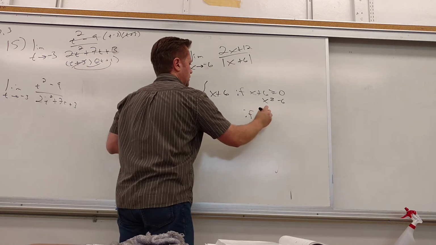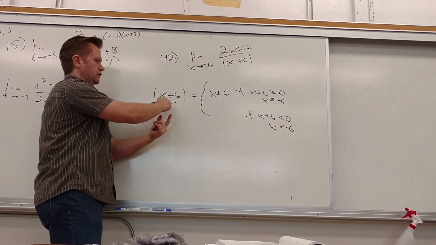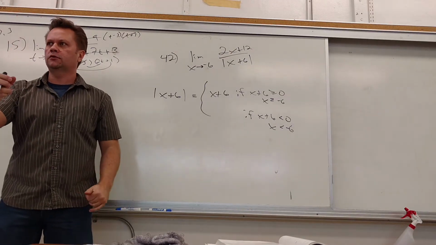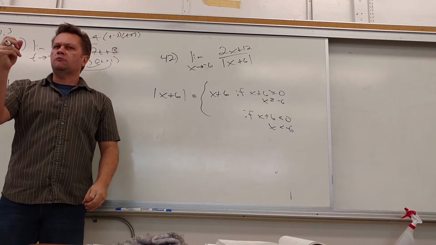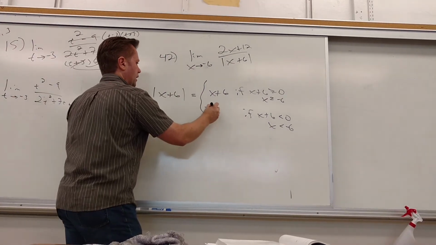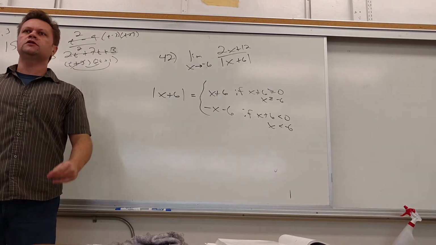If x plus 6 is less than 0, or if x is less than negative 6, like negative 7, then this would be a negative number. What's the absolute value of a negative number? And how do you do that mathematically? Multiply by negative 1. I love it. So then this would be negative x minus 6. And now do you see how that ties in?